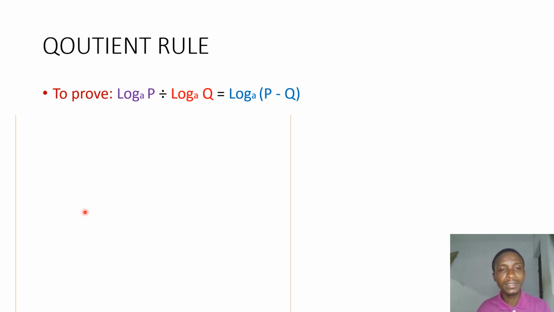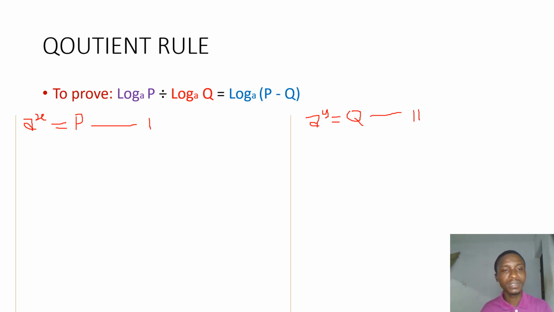So now let's start. In order to start, let's assume we have a number a which is raised to the power of x, and let this a raised to power x be equal to p, and we call this equation 1. And also we have a again, but this time around is raised to the power of y and is equal to q. Let's call this equation 2. Then what are we doing with equation 1 and equation 2? We are taking logarithm on both sides.